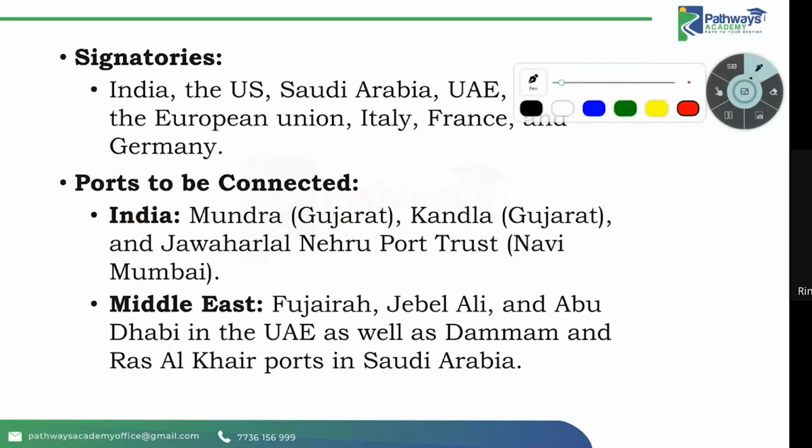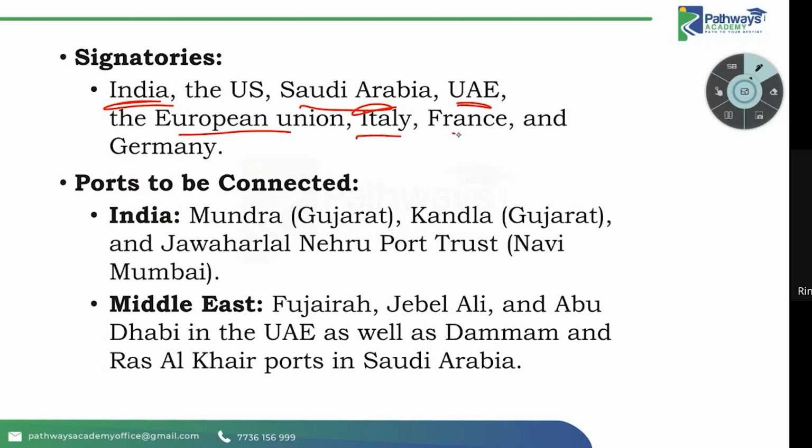Then signatories. If they ask about signatories, they are India, Saudi Arabia, UAE, European Union, Italy, France, Germany, and the US. Actually, this route is not passing through the US, but the US is a signatory to this. So please note down the signatories of this corridor. In this, the US is the most important one.